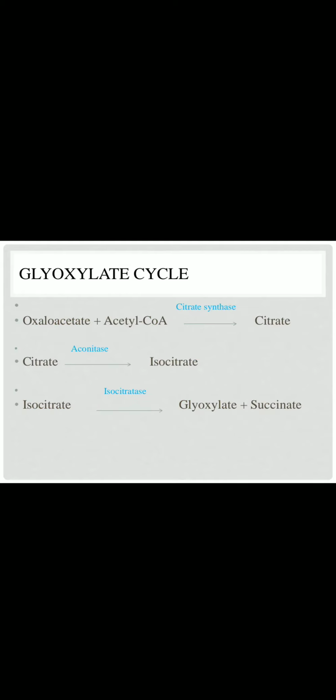Now, next we have to discuss the glyoxylate cycle. It involves some of the reactions of the Krebs cycle. The first reaction is that acetyl CoA interacts with oxaloacetate in the presence of the enzyme citrate synthase to form citrate. Then this citrate is converted to isocitrate by aconitase. Then isocitrate is converted to glyoxylate and succinate by the enzyme isocitrate lyase. These are similar to the reactions carried out in the Krebs cycle.